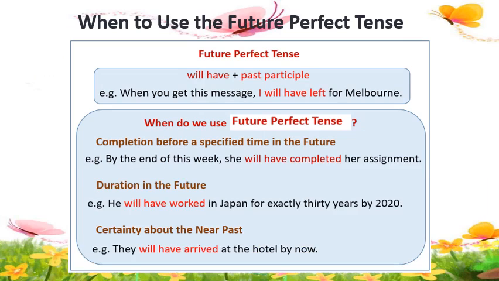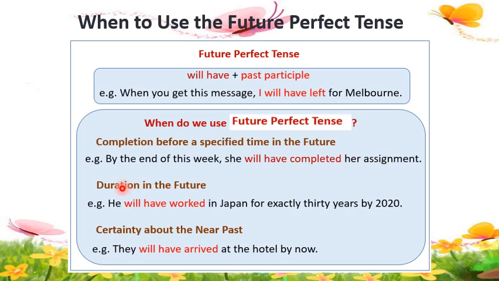So the formula of future perfect tense is will have plus past participle form. For example, when you get this message, I will have left for Melbourne. When do we use future perfect tense? We use this tense for the completion before a specified time in the future. For example, by the end of this week, she will have completed her assignment.